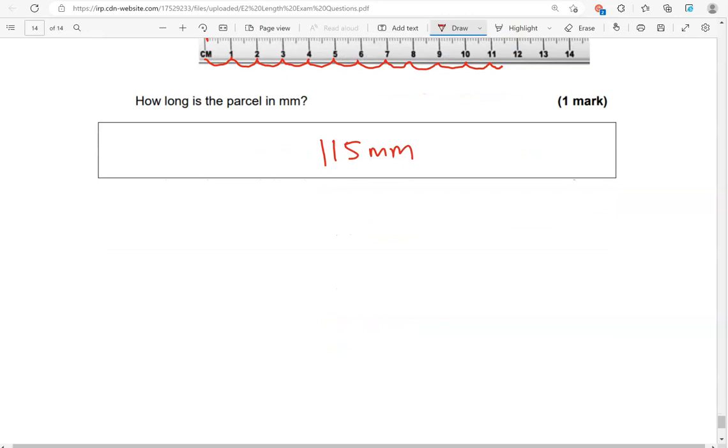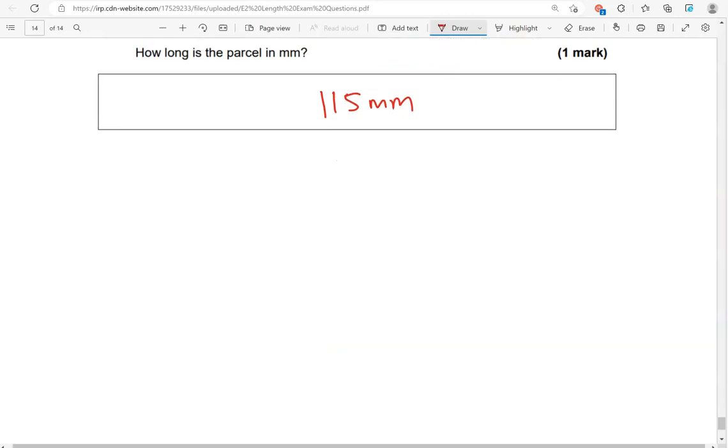If you could count up to 115, well done you, that's fantastic. And this is the end of the questions.